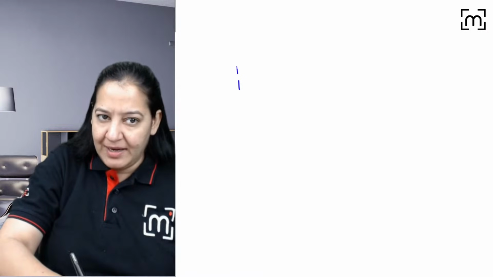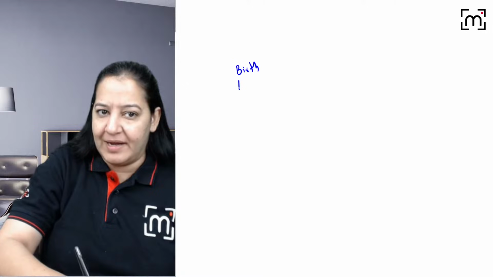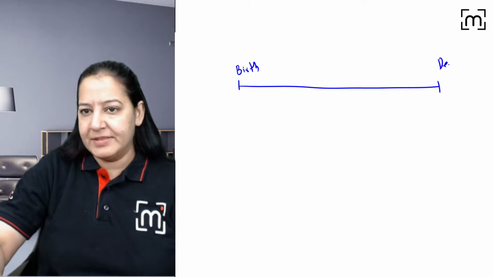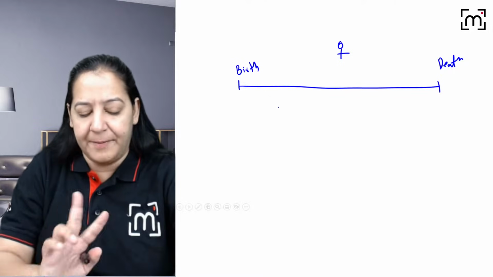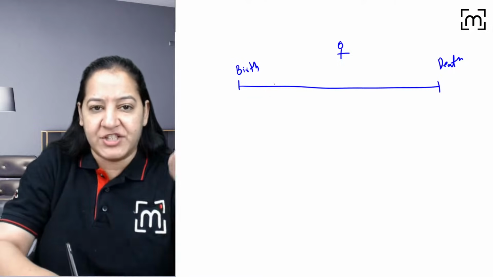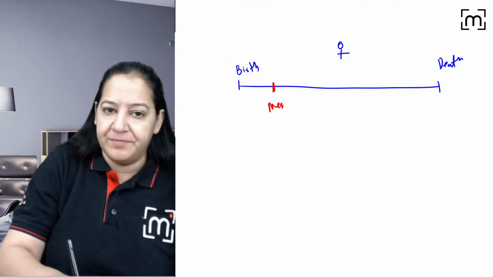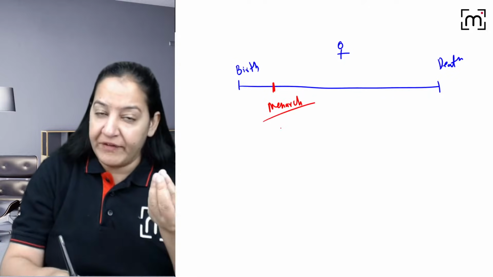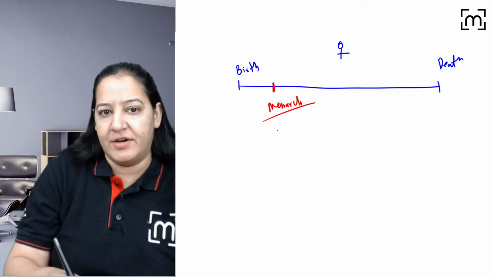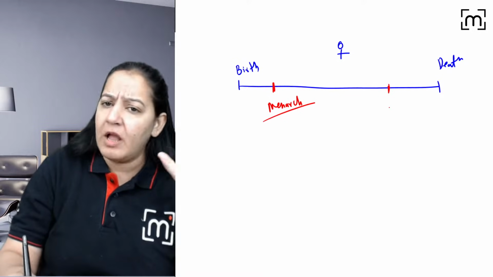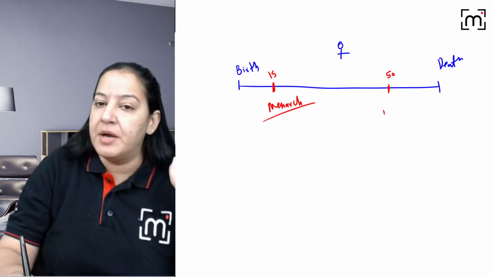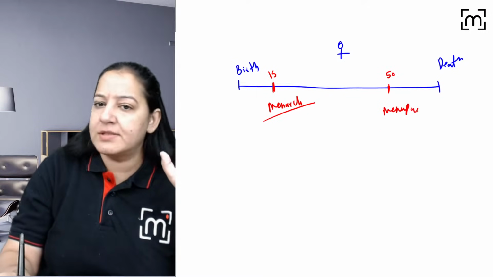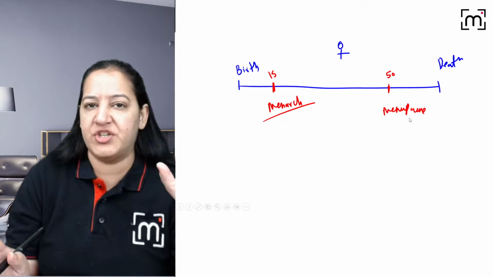So we consider the life of a female. The female is born. This is the birth of a female, and this is the death of a female. I'm talking about a female life, right? So at 13 to 15 years of age, she has menarche. In the menarche, the ovaries become functional and menstruation starts, right? And at around 50 years of age, menopause is there. In the menopause, the ovaries again become dysfunctional and menstruation stops.